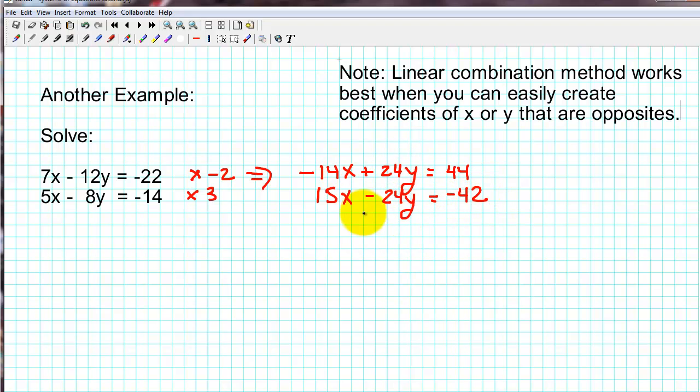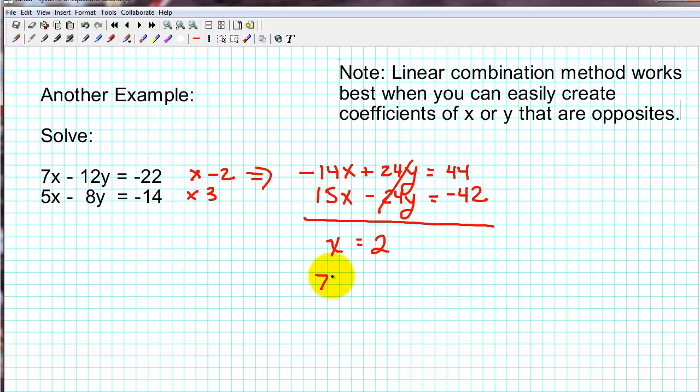As soon as you create your opposites, we do the linear combination. So we're adding the two equations. Here the y terms cancel out, and I get x equals 2 when I add those. So now I have my x value. Now I need to find y. I can plug into either of those equations, but it's probably easier to plug back into one of the original two equations. So let's plug into this first equation here.